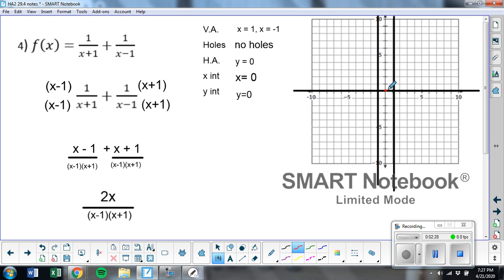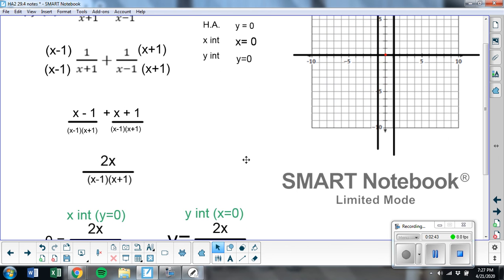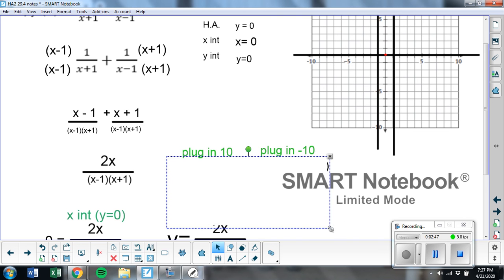Now we only have 1 point here, so how in the world am I going to make a graph? Well, this is where you don't need a calculator, but we're going to plug in 10 and -10. I like to start with 10 just because I'd rather plug in a positive number first just to get comfortable. So I'm going to plug in 10. I would plug it into this simplified version here.